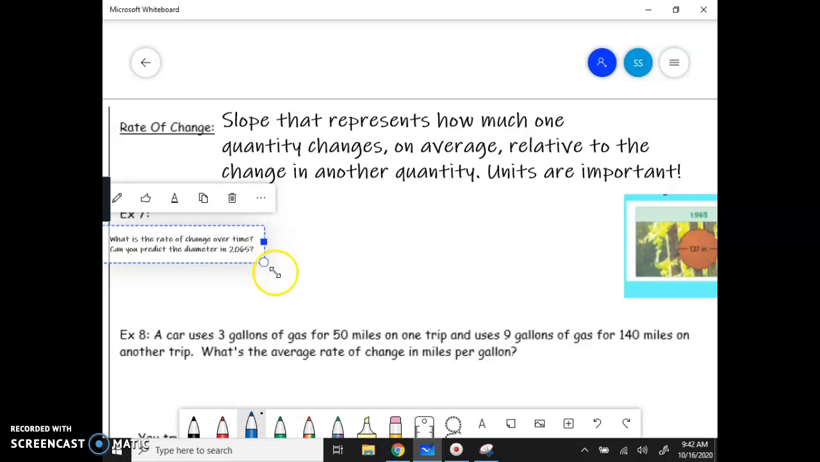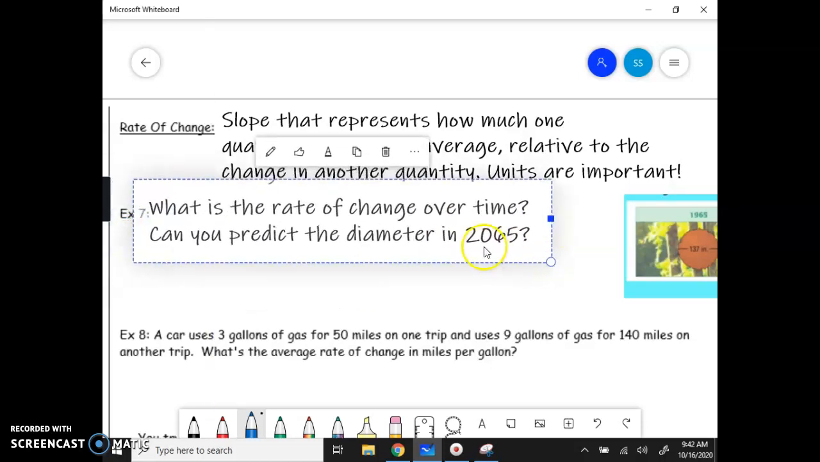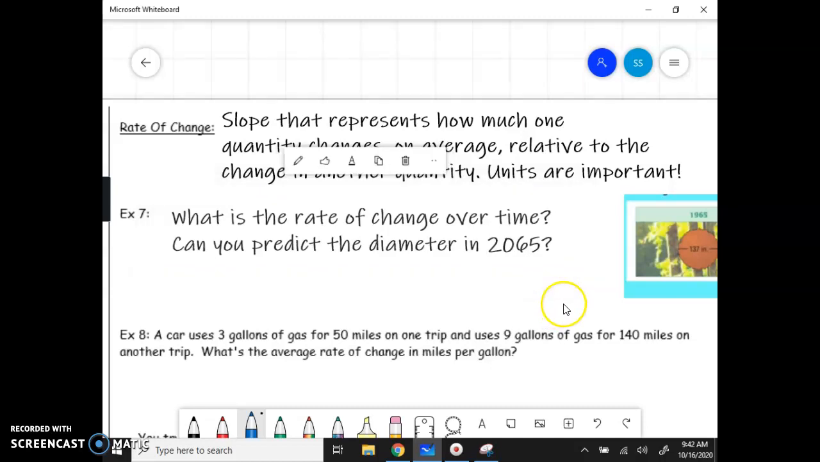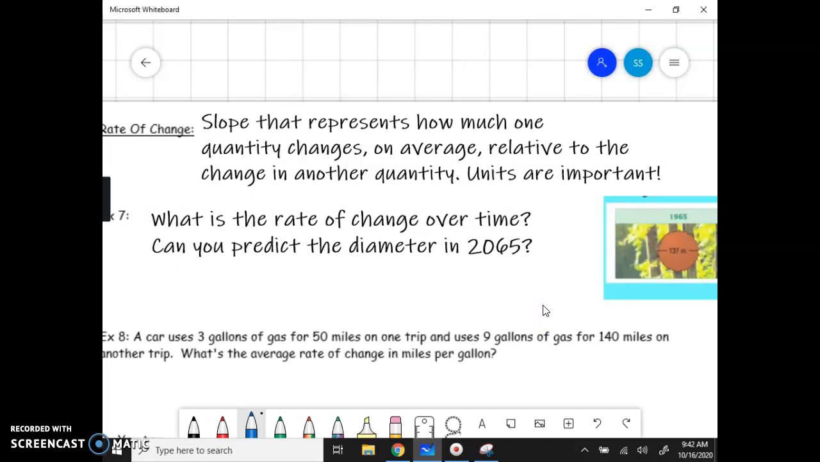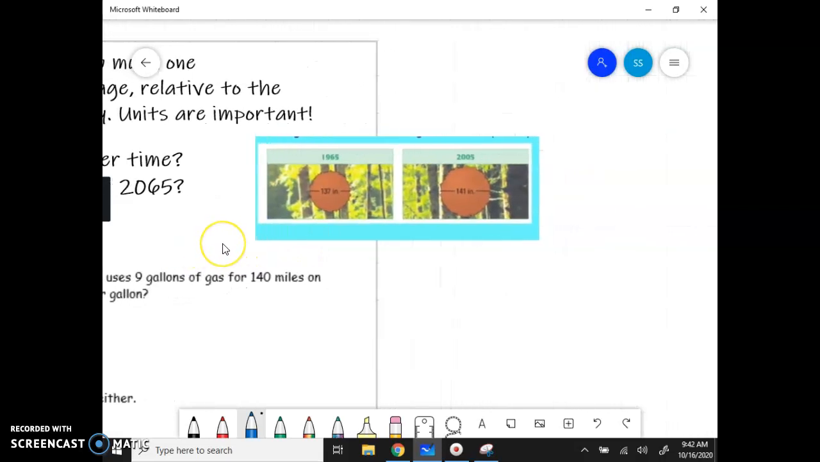And now we'll take a look at example number 7. These two questions go with this diagram. It's not on your paper, so you can draw a little picture if you want to. What is the rate of change over time, and can you predict the diameter in 2065? So let's take a look at this picture here.